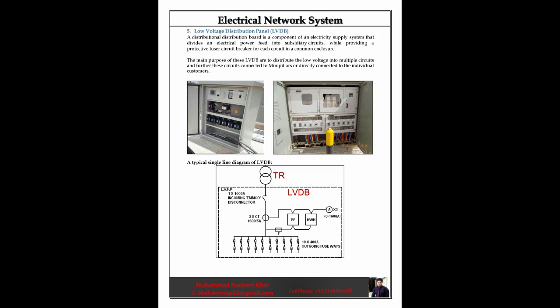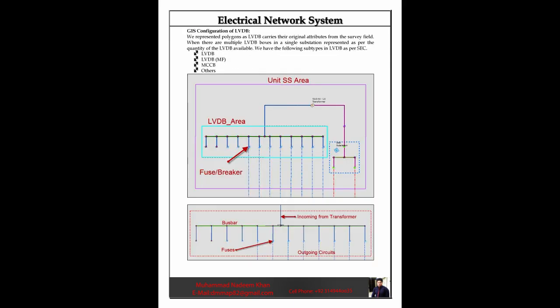A typical single-line diagram of LVDB. GIS configuration of LVDB. We represented polygons as LVDB carries their original attributes from the survey field. When there are multiple LVDB boxes in a single substation, they are represented as per the quantity of the LVDB available. We have the following subtypes in LVDB as per SEC: LVDB, MF, MCCB, Others.